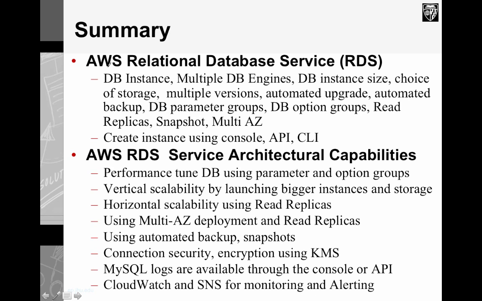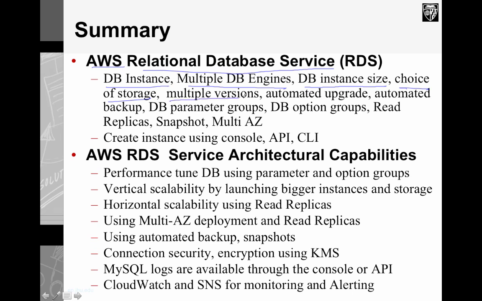We explicitly looked at the AWS relational database, the RDS service for MySQL. We learned that DB instance is what they call a database server instance. Multiple DB engines are available in RDS for us to choose from, including MySQL, Oracle, SQL Server, and also their own custom Aurora database. You can choose from one of many DB instance sizes, all the way from tiny to extra large. You can have a choice of storage depending upon how performant you want your I/O operations to be.